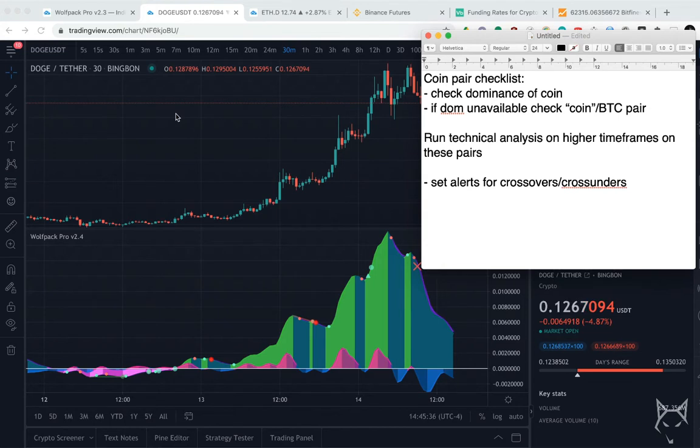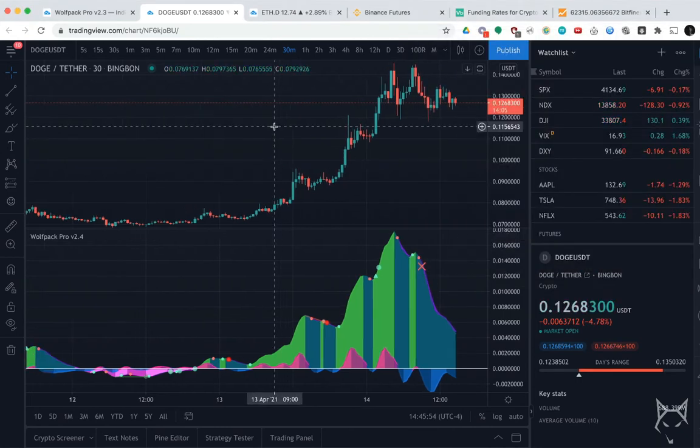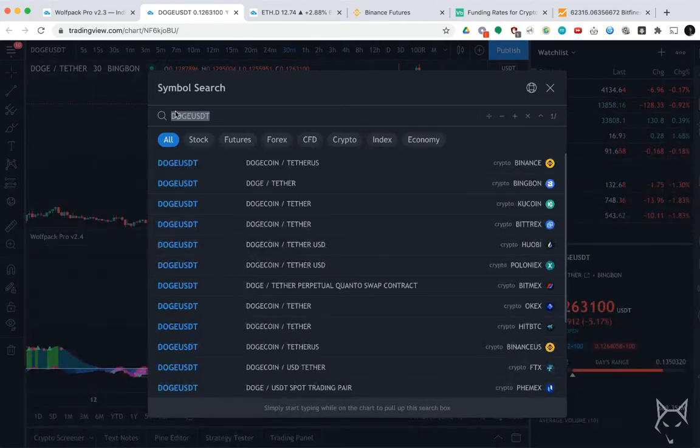But even more importantly, what we're going to end up doing is performing technical analysis on higher time frames of those dominance charts. And by doing that, we're going to understand the rate of flow of assets, of investments, into a specific asset.